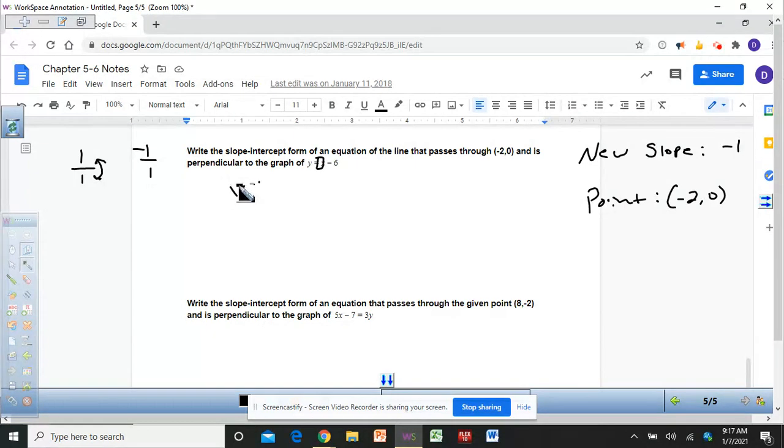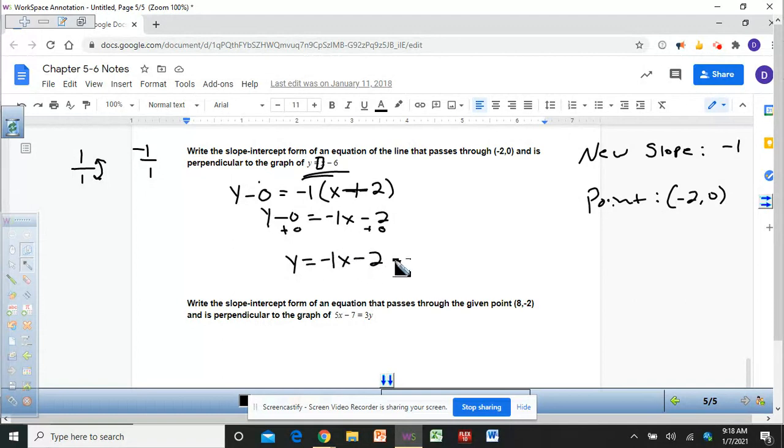So now I have y minus my y value equals my new slope times x minus my x value. So I'm going to distribute: y minus 0 equals -1x minus 2. And if I add 0 to both sides, it doesn't change anything. So y equals -1x minus 2.